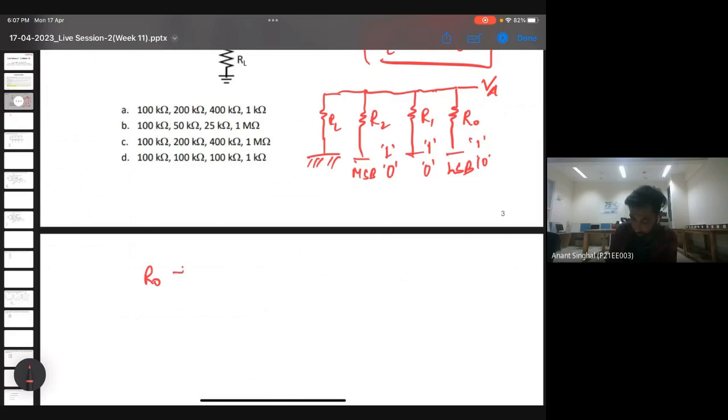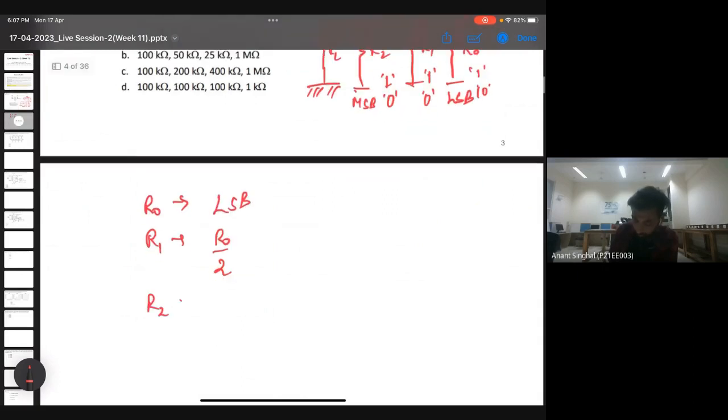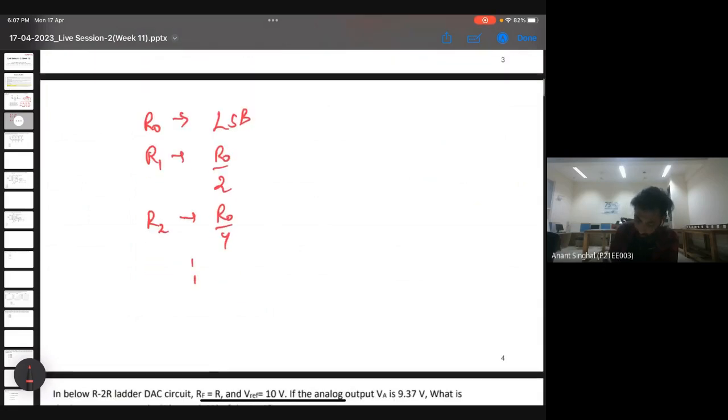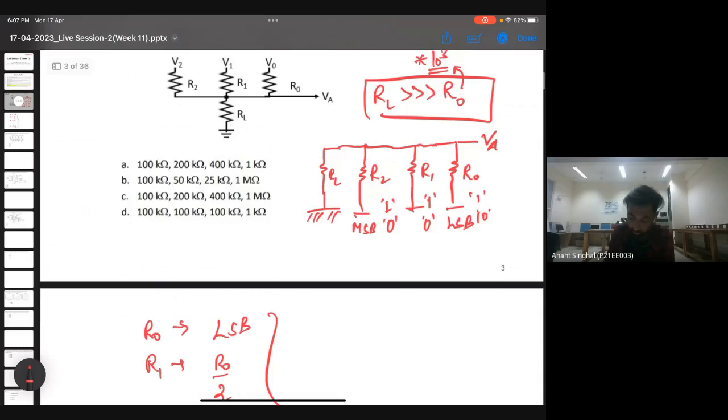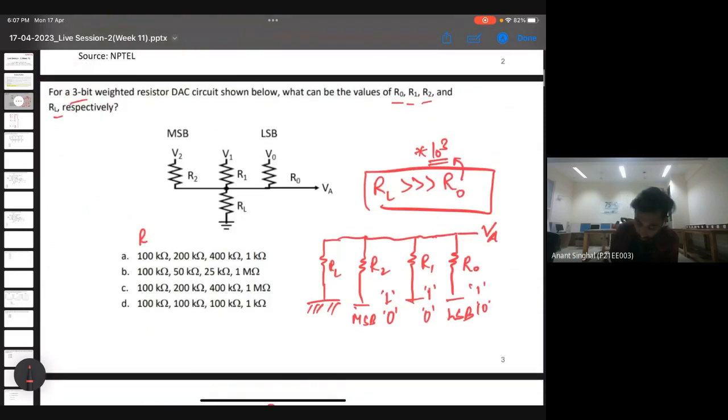The general relation is that R0 is the first resistor which is connected to the LSB. Then R1 is nothing but R0 by 2, and it goes on for the nth bit. So R2 will be nothing but R0 by 4, and Rn will be nothing but R0 upon 2 to the power n. So this is the basic terminology. According to the given options, they have asked for R0, R1, R2, and RL. For RL, we know that it is approximately three times higher in magnitude.